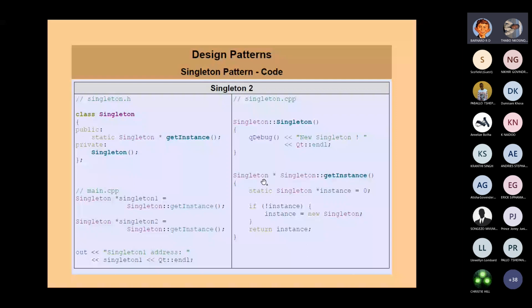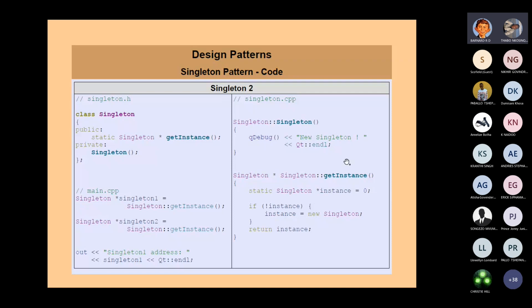Then our get instance method. The difference here now is we initialize our instance data member within this get instance method. So it's declared static, return type a singleton pointer, instance is assigned 0 or null pointer, then exactly the same thing. If that's null the first time it comes here, then it calls new on the singleton, and instance gets a value, a memory address, and that gets returned.